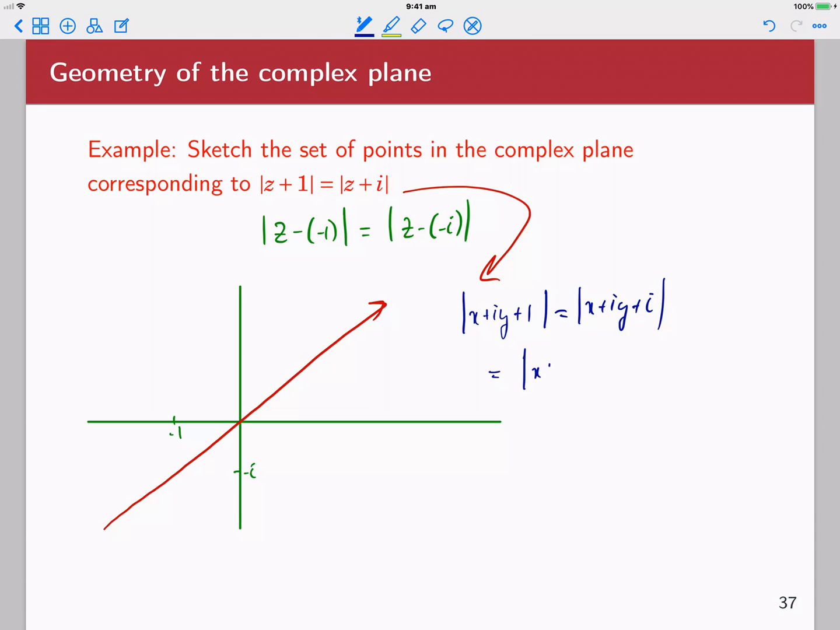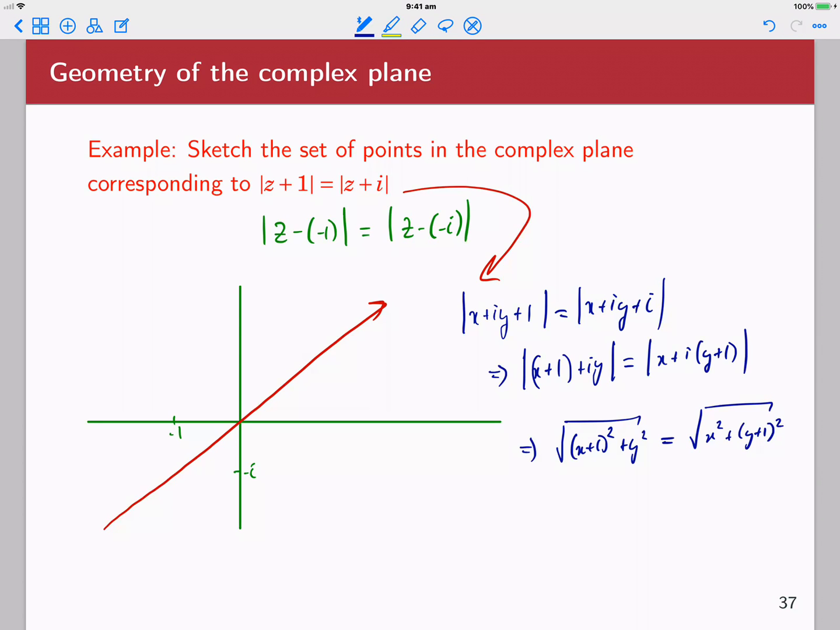So I can write this as the modulus of x plus 1 plus iy equals the modulus of x plus i times y plus 1. Now the modulus on the left would be the square root of x plus 1 squared plus y squared, just using the definition. This would be the square root of x squared plus y plus 1 squared. Squaring both sides, I should have probably squared both sides from the start to avoid the square roots, but anyway, you get this.